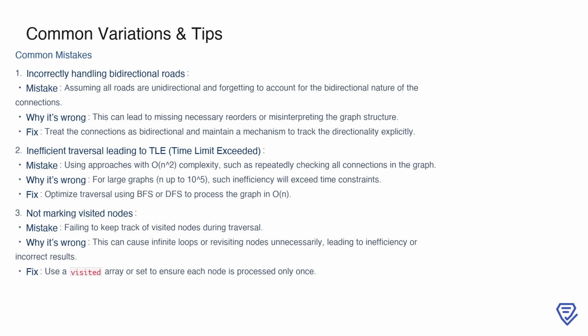Lastly, not marking visited nodes is another common pitfall. Without tracking which nodes you've already processed, you risk infinite loops or redundant operations. To prevent this, always use a visited array or set, ensuring each node is handled only once during traversal.